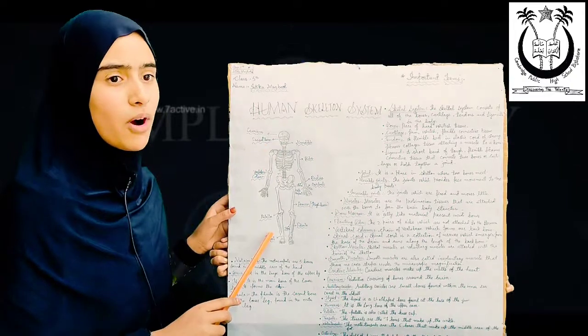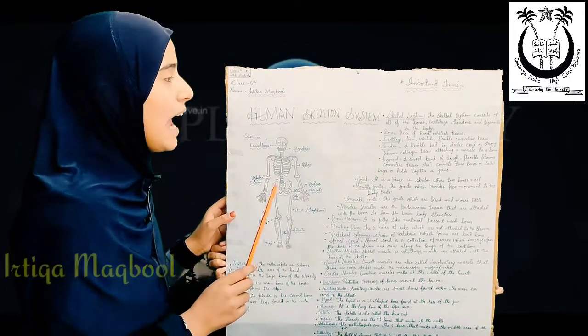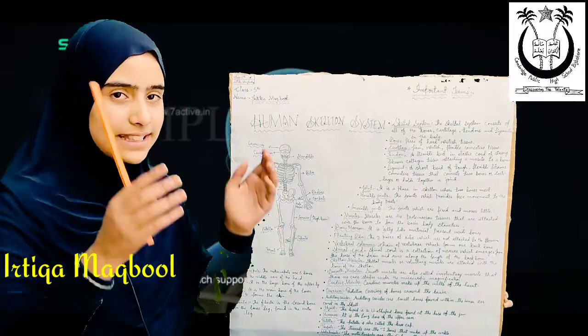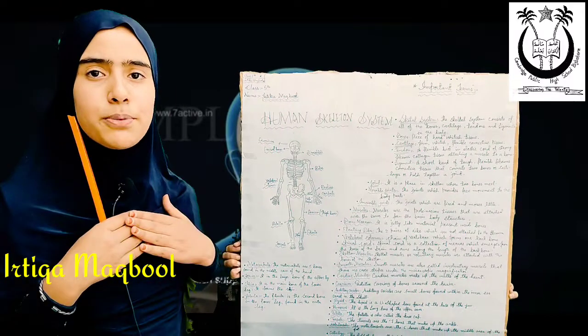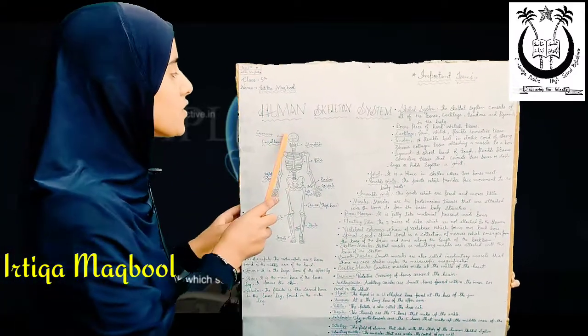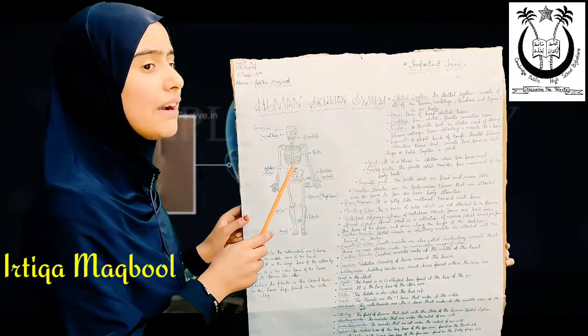The skeletal system supports our body, it gives shape to our body, and it protects our internal organs, like the skull protects our brain and the ribcage protects our heart and lungs. And the bones of the skeleton store minerals like calcium and phosphorus.